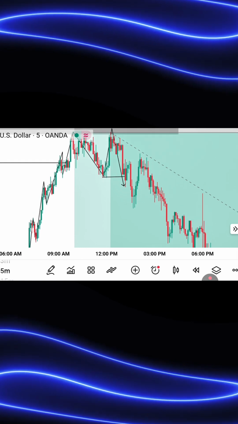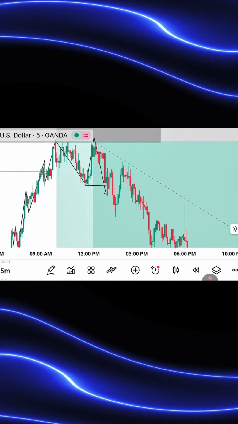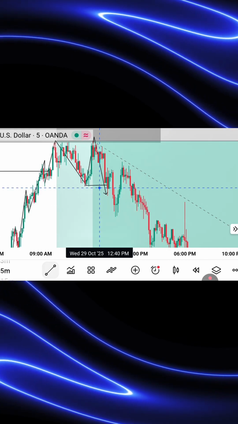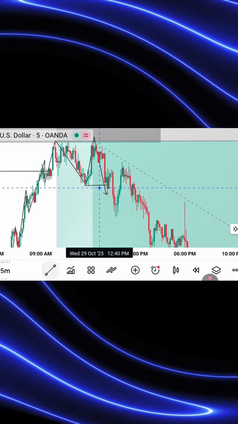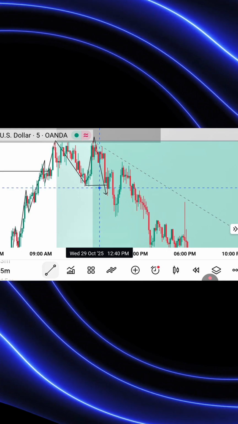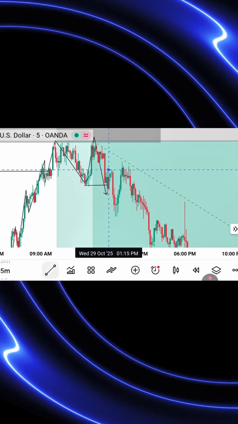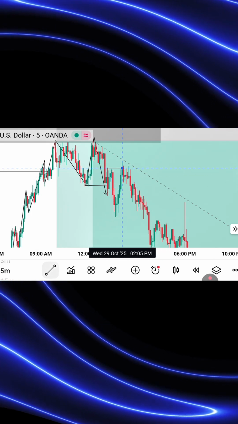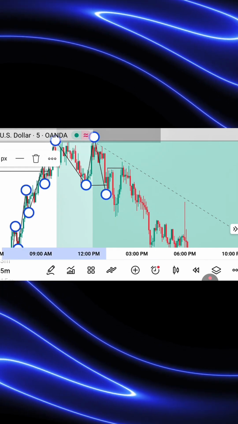After marking out this market structure shift here, the next thing I need to do is to identify my inducement. The same thing I need to see on my entry time frame is the same thing I'm going to be looking at here before I take my trade. So I need to mark out my inducement, which is this pullback here. This is my inducement right here. Let me delete this so it can be very clear for you to see.